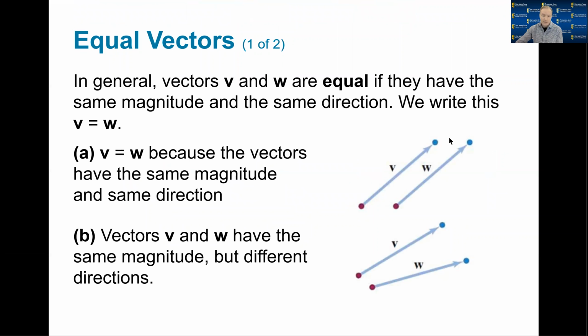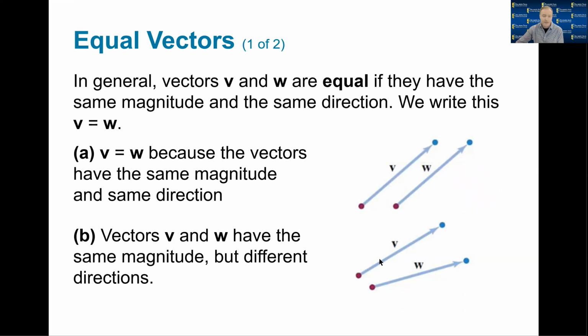Now, if I'm looking at these two, I can say, well, vector v is equal to vector w, even though they're not in the same place, but they're equal vectors because they're going to have the same magnitude, they're the same length, and clearly they're parallel, so they're going in the same direction. So I can say vector v would equal vector w.